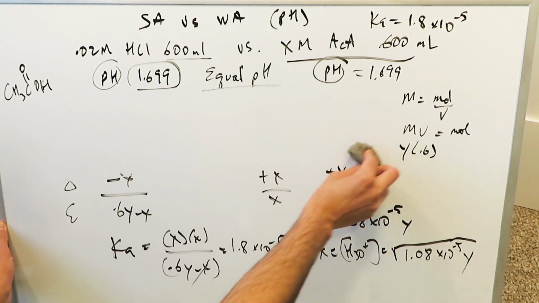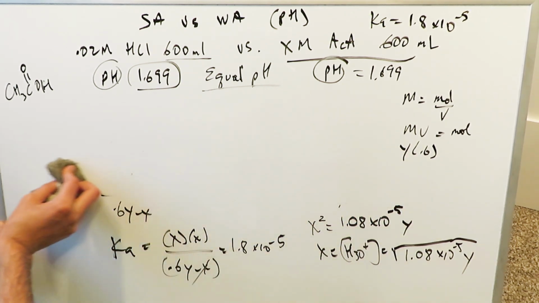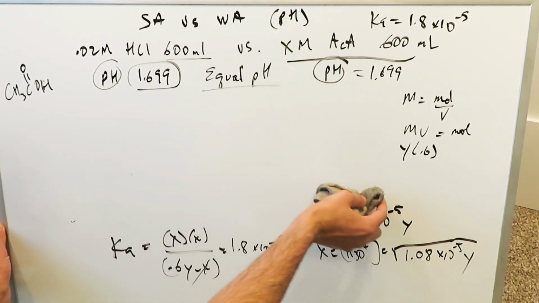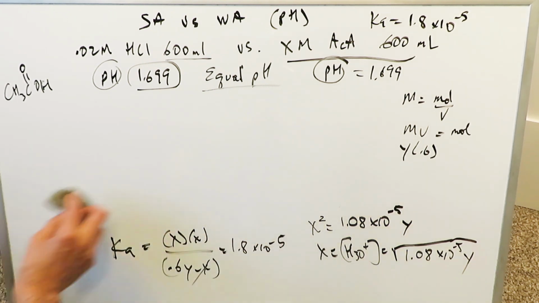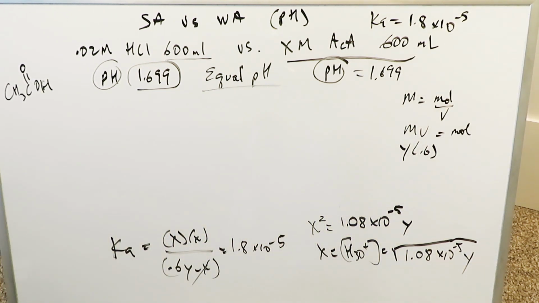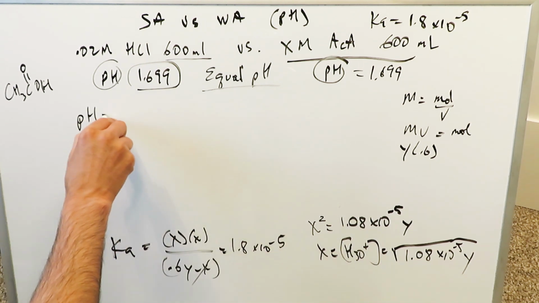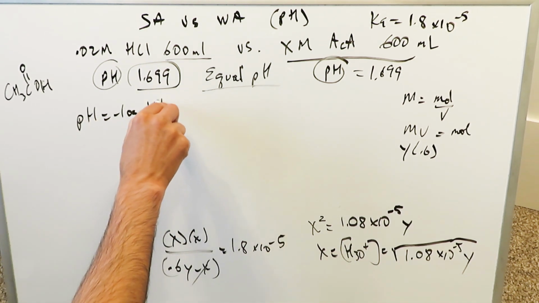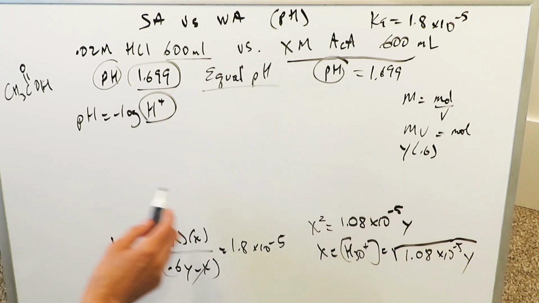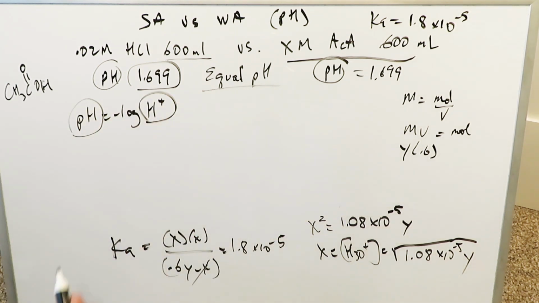We know the pH of this weak acid is 1.699. We don't know its molarity, but the y variable represents the molarity. How can we do that? Well, how about this? We solve for y using an equation. We know pH is equal to negative log H plus. I know what this thing is. It's that entire expression. I know what this right here is.